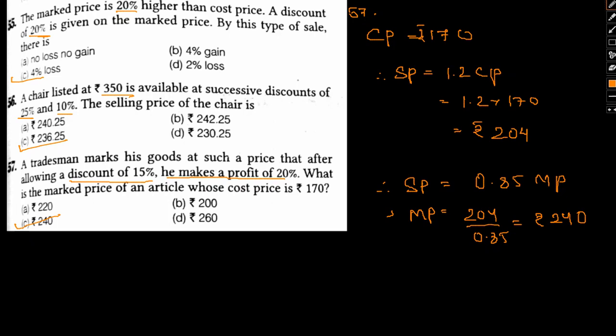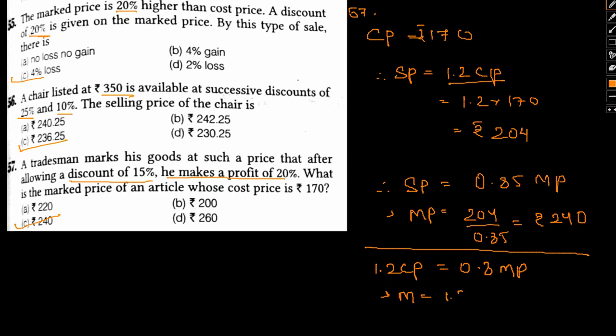So this is one way of doing this. This particular question can be solved in another way. Now try and notice something. This same question I can do as, because CP is the same, 1.2 CP will be 0.8 MP. We could have done it this way only. So therefore MP can be written as 1.2 by 0.8 into CP, or 3 by 2 into CP.